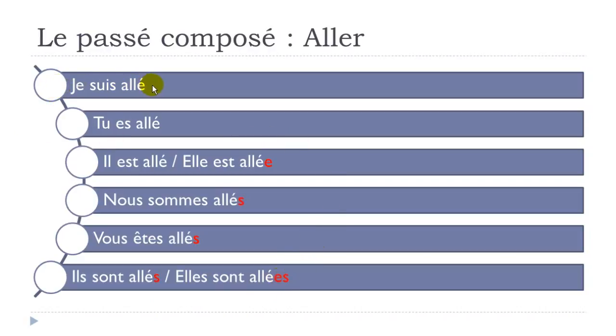Okay, so let me repeat the whole thing for you. Je suis allé. Tu es allé. Il est allé. Elle est allée. Nous sommes allés. Vous êtes allés. Ils sont allés. Elles sont allées.